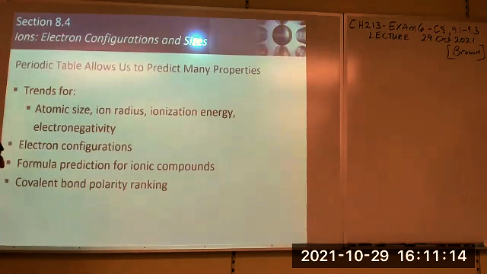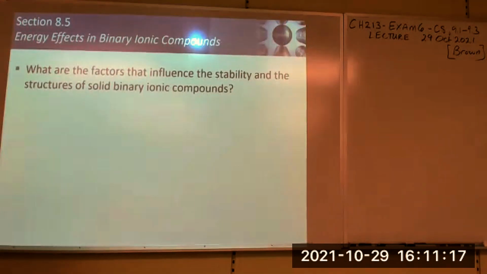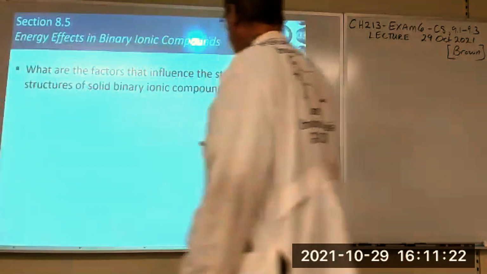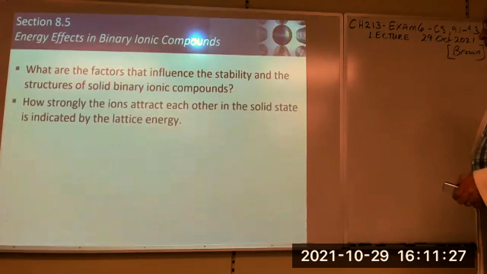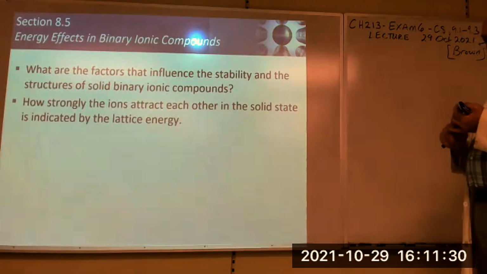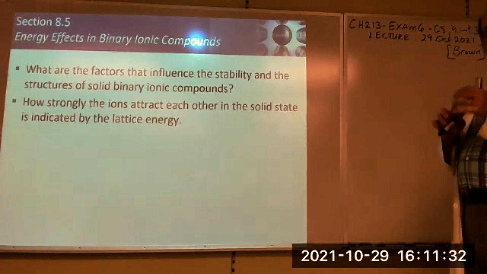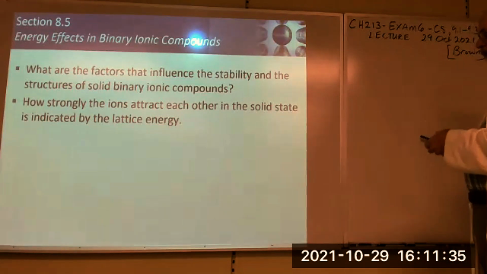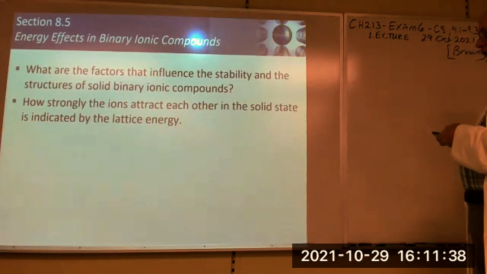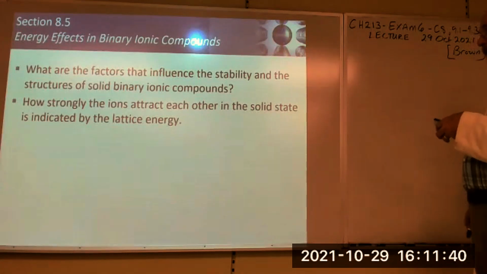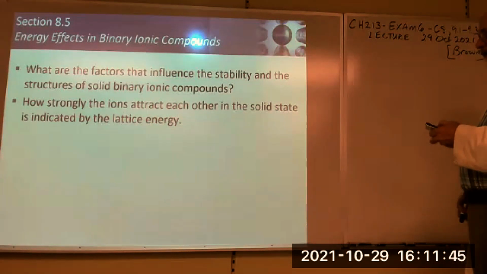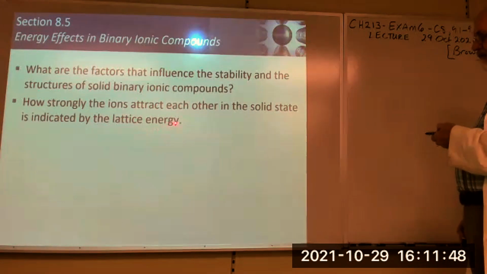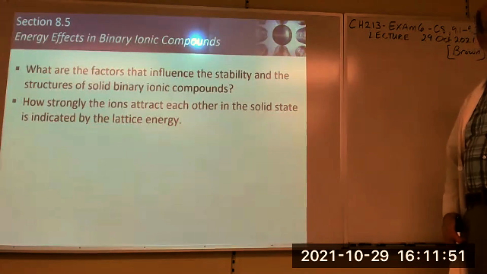Okay, so let's see where we're headed next. What are the factors that influence the stability and the structure of solid binary ionic compounds? Well, one thing is how strongly the ions attract one another, and there are factors that affect that. We can quantify the amount of energy responsible for the bonding, and we call it lattice energy. There's a definition for that, and I'll get to it in a second.